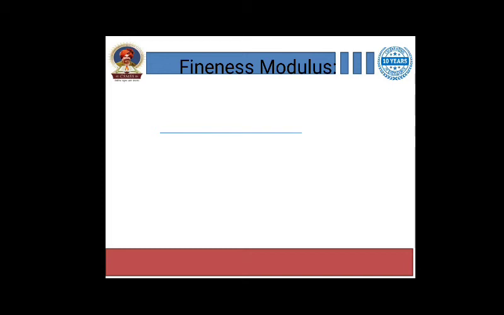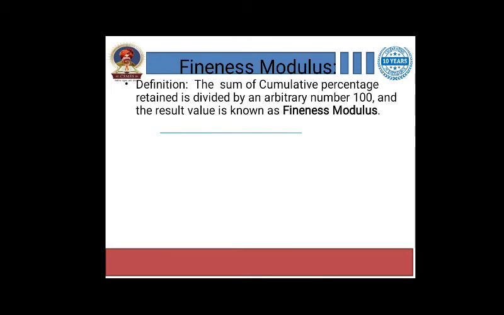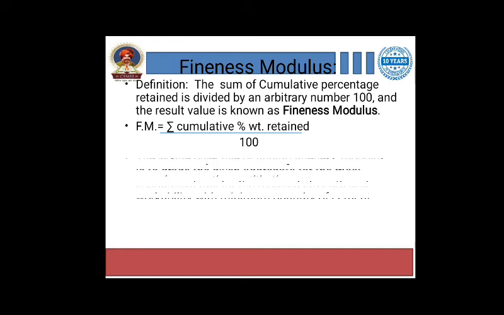What is fineness modulus, right? The definition of fineness modulus is the sum of cumulative percent retained divided by an arbitrary number 100, and the result value is known as fineness modulus. So write down this definition in your notebook also. Fineness modulus is the summation, that means addition, of cumulative percent weight retained divided by 100.